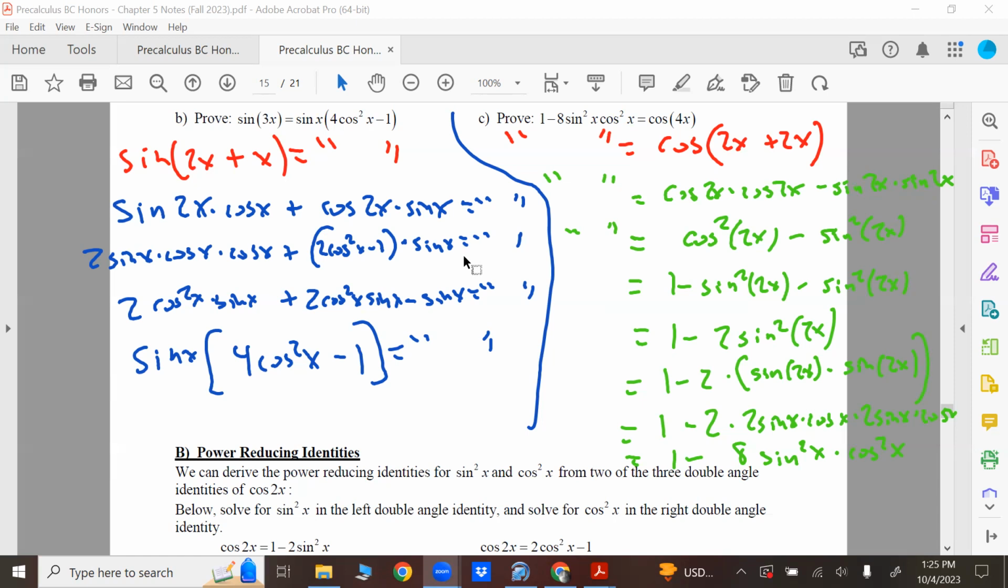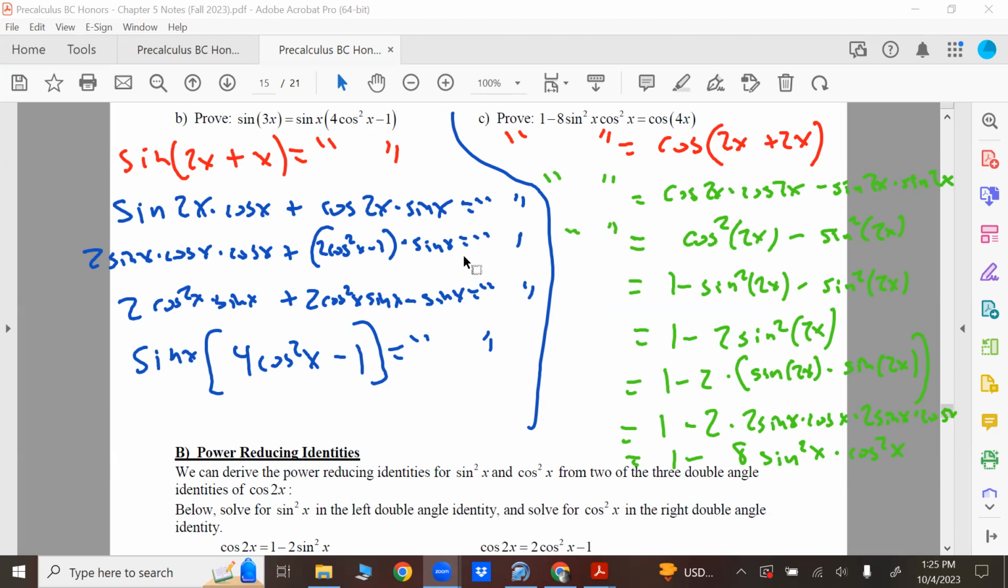C is a doozy. Cos of 2x plus 2x, so you get cos 2x cos 2x minus sin 2x sin 2x. Actually, it's the difference formula. After that, I combine this cosine squared 2x and sine squared 2x. Cosine squared 2x, now you did have some variations here. I decided to go with 1 minus sine squared 2x. Those combined. If you did it a little differently, I think it still would have been fine.